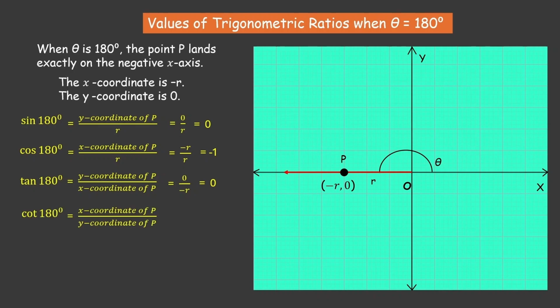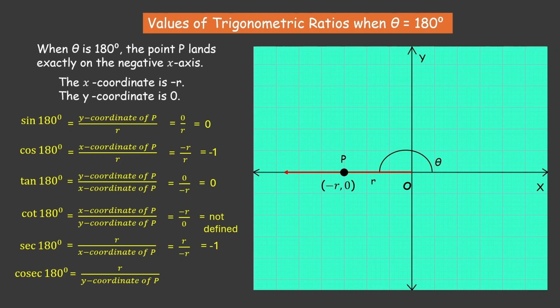Next we have cot 180 degrees, which is minus r upon 0. Anything divided by 0 is not defined. Cot 180 degrees is not defined. Then we have secant 180 degrees, which is r upon the x-coordinate of P. That's r upon minus r, which is minus 1. Lastly, cosecant 180 degrees is r upon the y-coordinate of P, that is r upon 0. Once again, it is not defined.